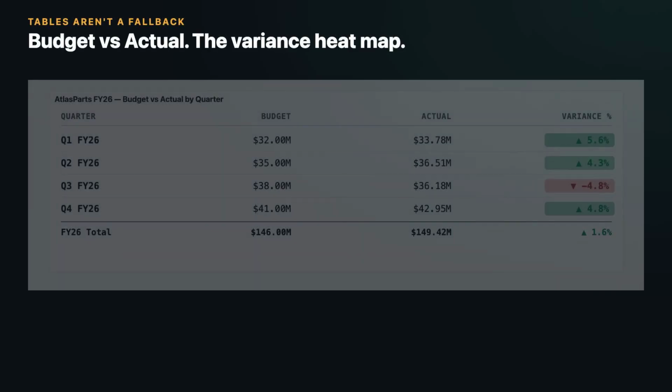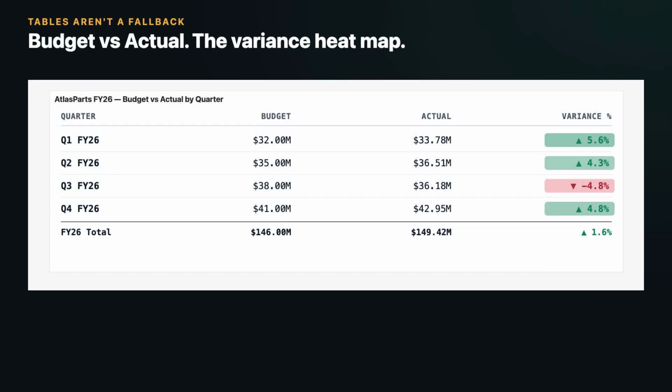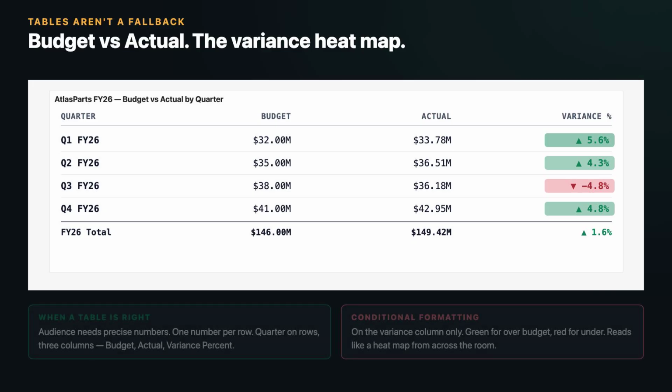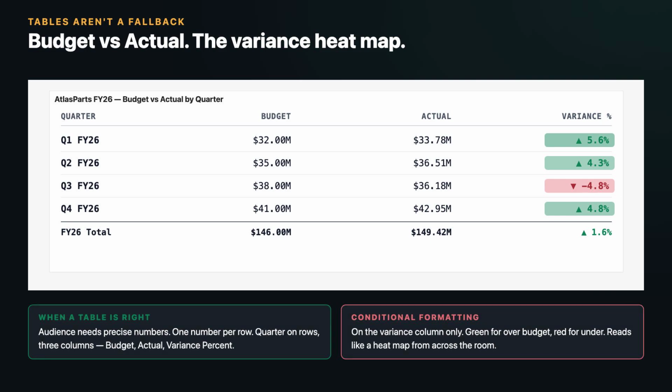Budget versus actual. The classic variance table. Tables aren't a fallback when you can't think of a chart. They're the right answer when the audience needs precise numbers. 1 number per row. Quarter on rows. 3 columns. Budget, actual, variance %.